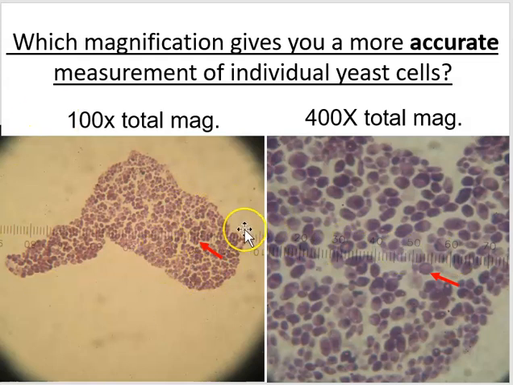But remember, when we look at our calibration for these, each of those lines here is a 10 micrometer space. And when we get over here, now we're looking at 2.5 micrometers. So this more magnified version is probably going to give you a more accurate measurement of your cells because you're using a slightly bigger scale right there.